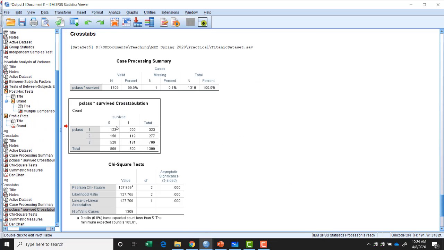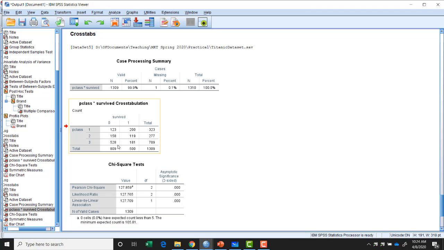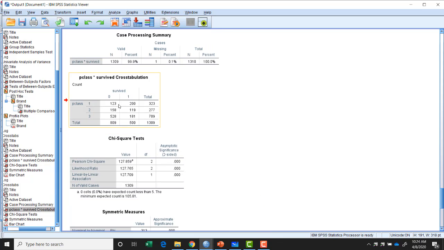And we notice SPSS gives us the actual data, which is kind of in long form. Basically, we have the whole data set. But this provides a two-way table, a contingency table, where we're just summarizing a count by the class and whether they survived or not. And you can kind of see there is a pattern here.